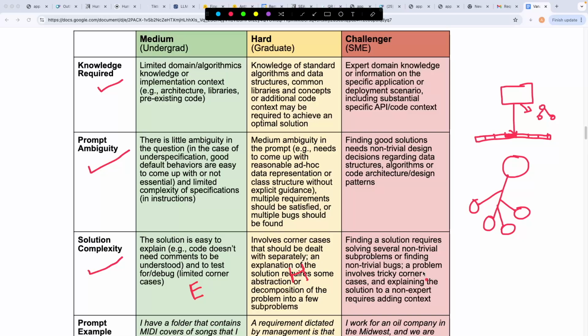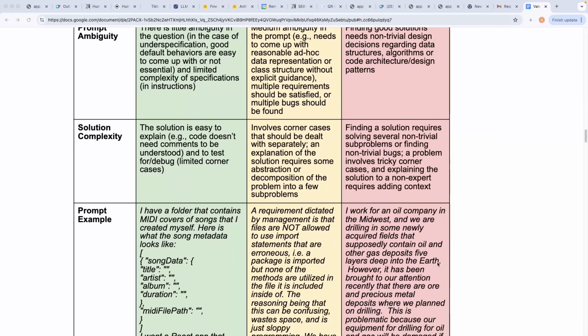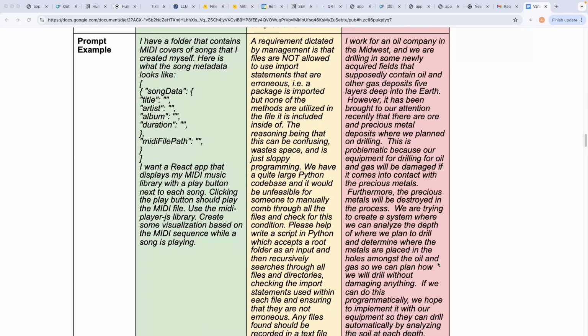So you won't be able to understand much of the solution from the point of view of, let's say, a typical undergraduate student. This involves some tricky corner cases. You cannot explain this particular solution to someone who is not an expert in this field. In which case, this type of solution would also be an indicator that a prompt is a challenger level prompt. So next up, let us look at certain examples of these three difficulty levels that we've just discussed.